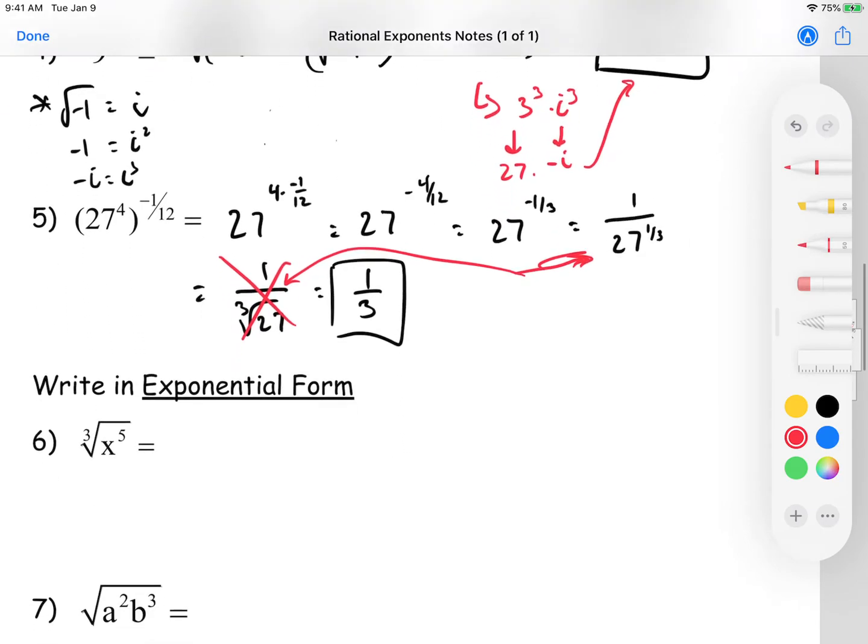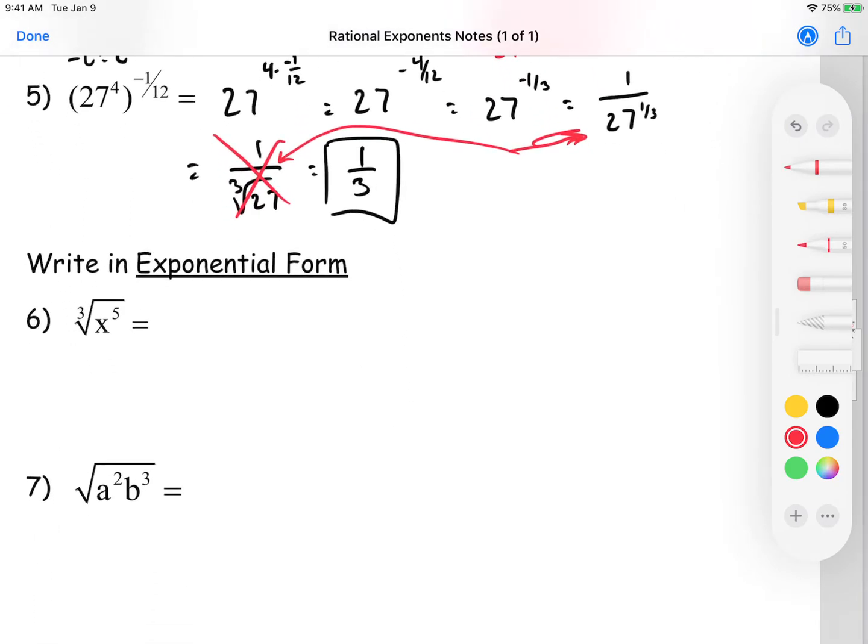So now, another way we can do this is we can go backwards. We can go the other way. So I can write these in exponential form. For example, on number 6, if I want to take the third root of x to the 5th, remember that in the form x to the p over r, my bottom is my root, that's why we use r, and my top is my exponent or power.